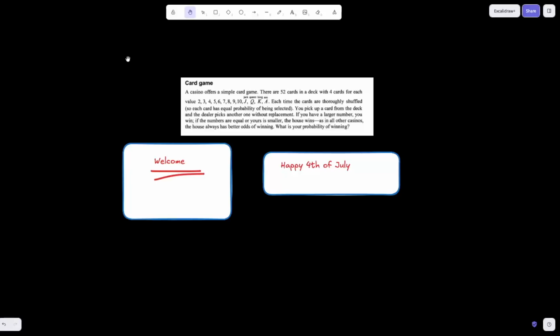So this question is called card game. We're at a casino. We're with a normal deck of cards. I don't feel like I have to explain that. If you don't understand, just read the question.